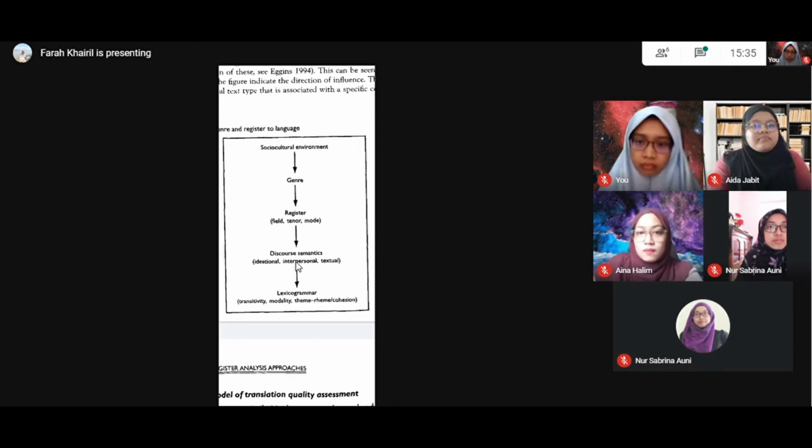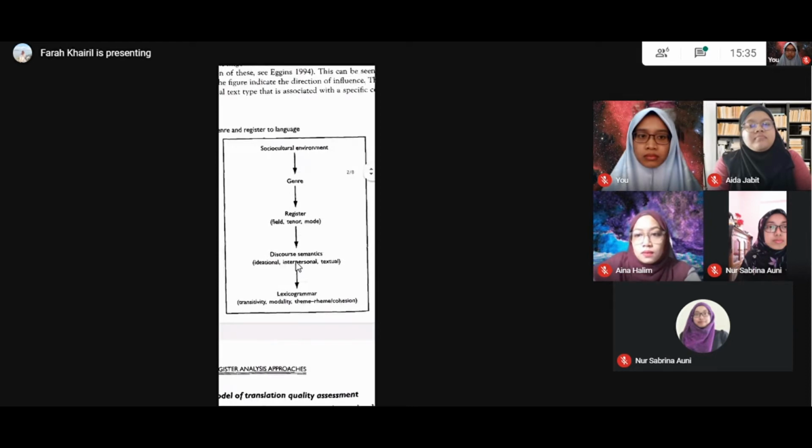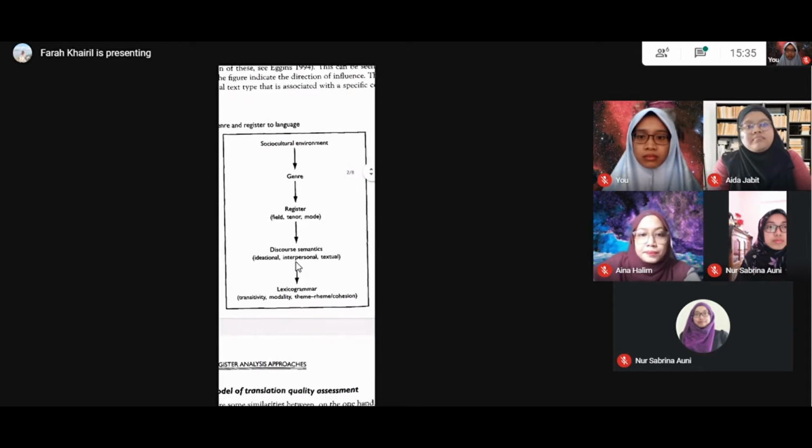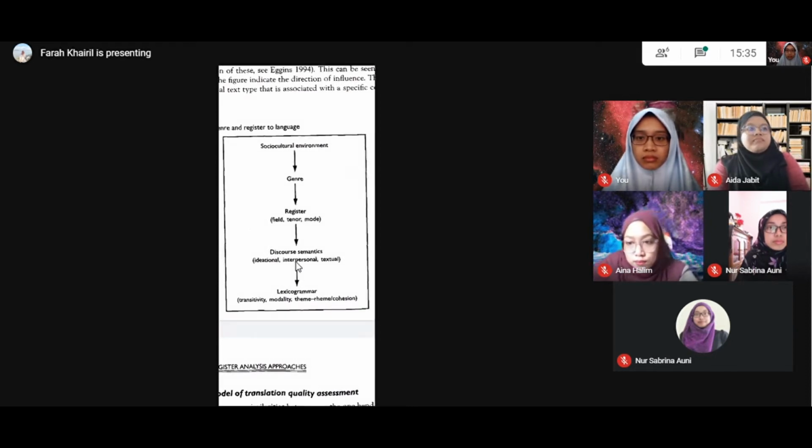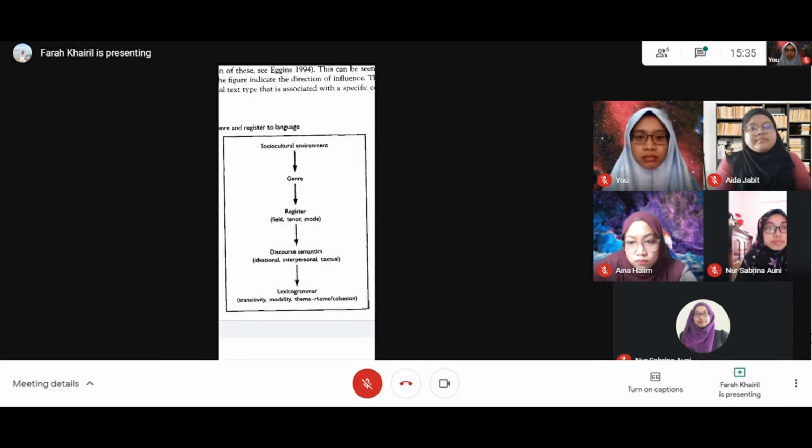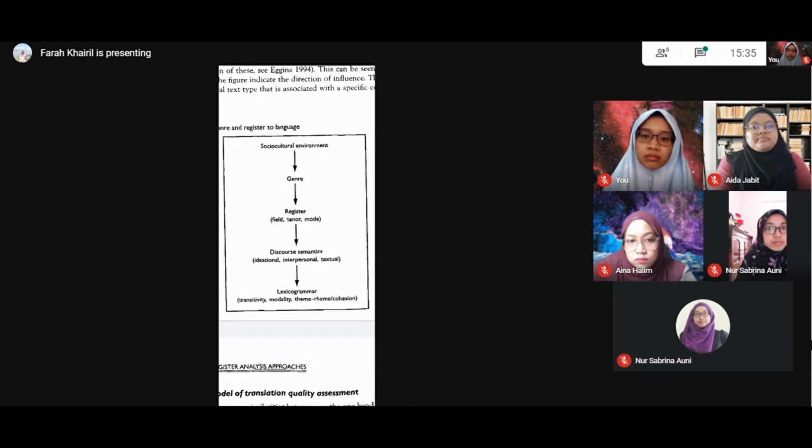So this socio-cultural framework, if you can see here, has the socio-cultural environment, genre, register, discourse semantics, and also lexicogrammar. Looking into the audience that we are focusing on, it has its genre, where the genre is the text that is associated with the speaker's communicative function. We need to understand what the context of the text is that we are trying to tell the people.